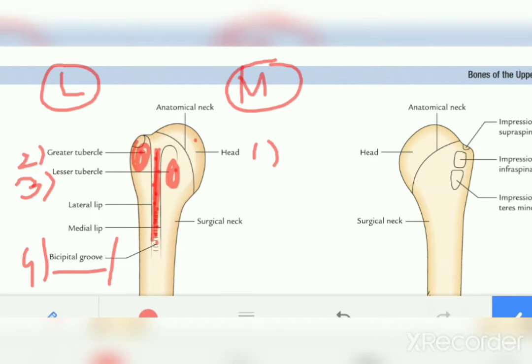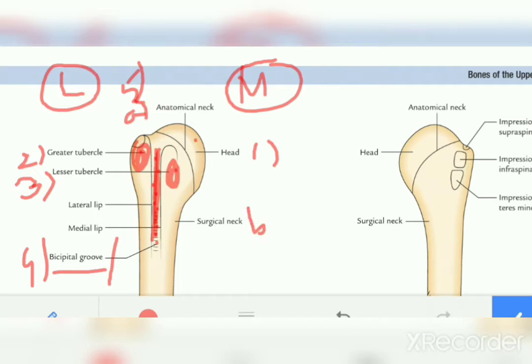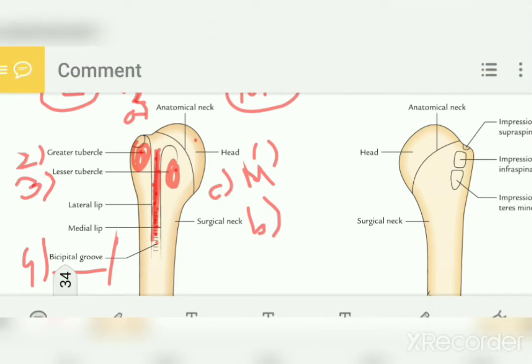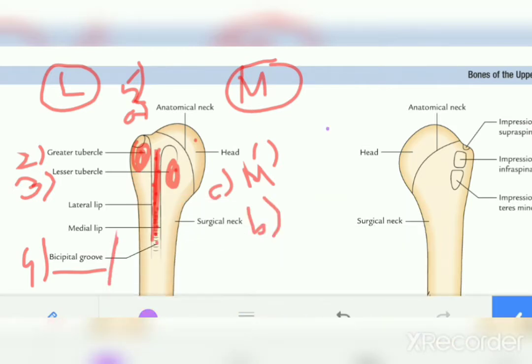In the humerus we have 3 necks. Number 1 is the anatomical neck. Number 2 is the surgical neck. And number 3 is the morphological neck. Now let's see which one is the anatomical, which one is the morphological, and which one is the surgical neck. The anatomical neck is a constricted part between the head and the two tubercles. Look, this line represents the anatomical neck. So it is a constricted part which lies between the head and two tubercles.